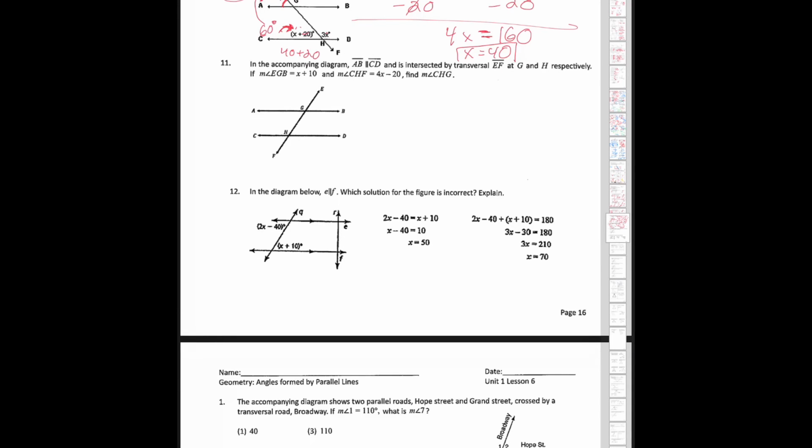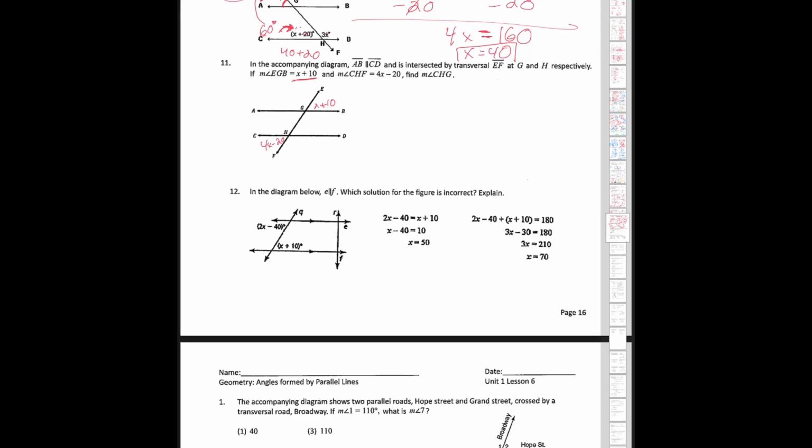Number 11, we're given more algebra for these, but we just have to label them in the picture. So we're given EGB is x plus 10. So EGB is right here, x plus 10. And CHF is 4x minus 20. So that would be our angle here.